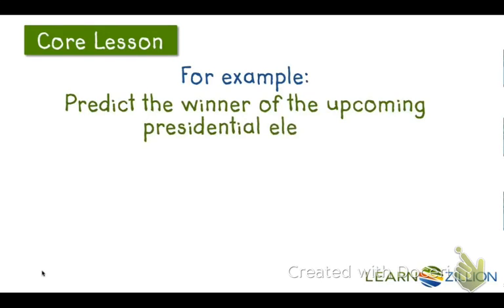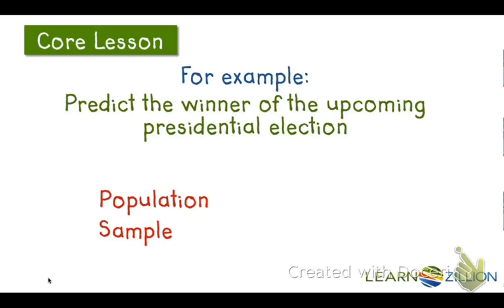You are asked to predict the winner of the upcoming presidential election. Let's identify the population and the sample. In this case, the population that we're interested in is all American voters, because they will decide the winner of the election. Now, it would take a long time and be logistically difficult to ask every single American voter who they plan to vote for. So instead, we'll ask a subset of American voters called the sample.